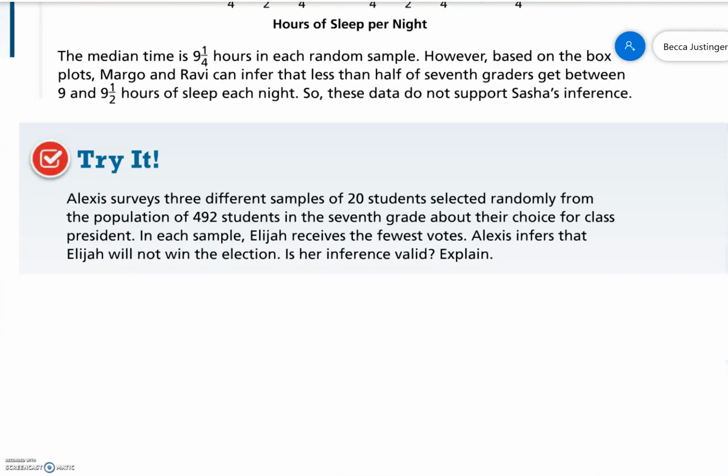Try it. Alexis surveys 3 different samples of 20 students selected randomly from the population of 492 students in the 7th grade about their choice for class president. In each sample, Elijah receives the fewest votes. Alexis infers that Elijah will not win the election. Is her inference valid?